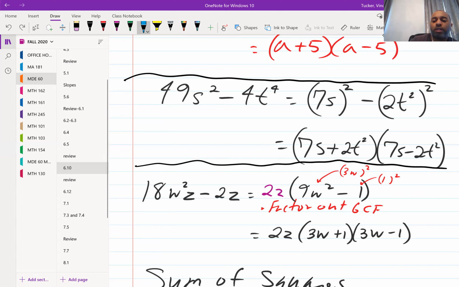Nine w squared is 3w squared, and then 1 is a perfect square as well, 1 times 1 is 1. So that allows me to break it up into 2z times 3w plus 1, 3w minus 1. Any questions?